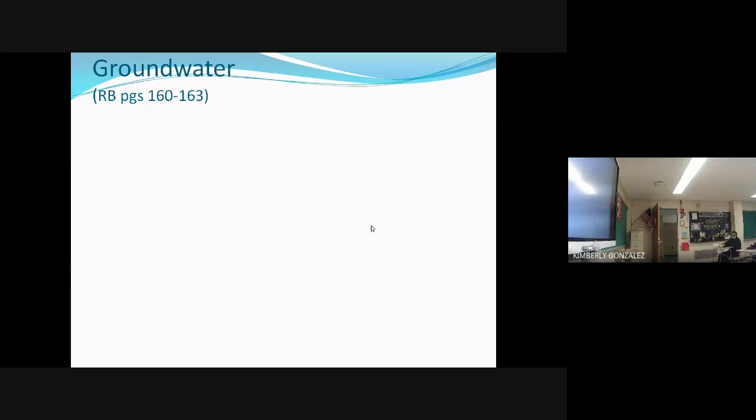All right, so let's finish it up. Groundwater, we're finishing this up. The easiest definition of what groundwater is, in layman's terms, is basically water in the ground. That's groundwater. It's just basically water under the ground.